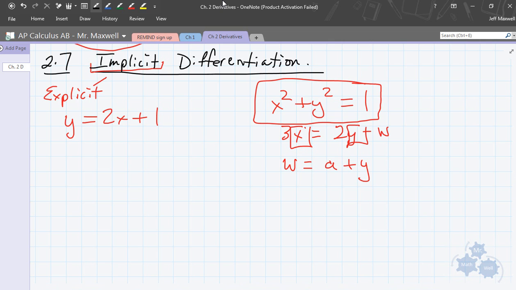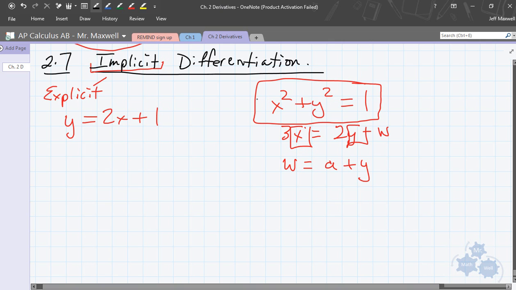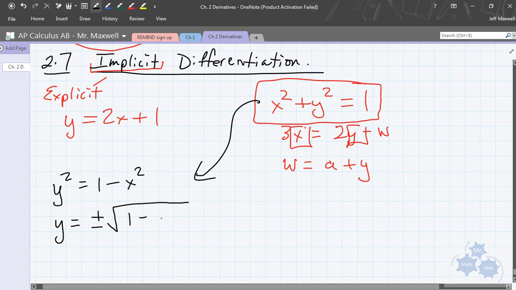Alright, let's get back to this right here. Can we express y explicitly in terms of x? We can, no problem. This one is not bad. Let's solve for y: 1 minus x squared. Now I have to take the square root of both sides, and really I'm talking plus or minus the square root of 1 minus x squared. So here y is now explicit, in terms of x only.